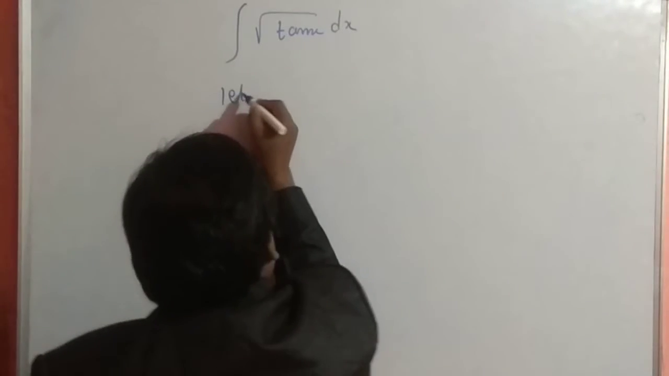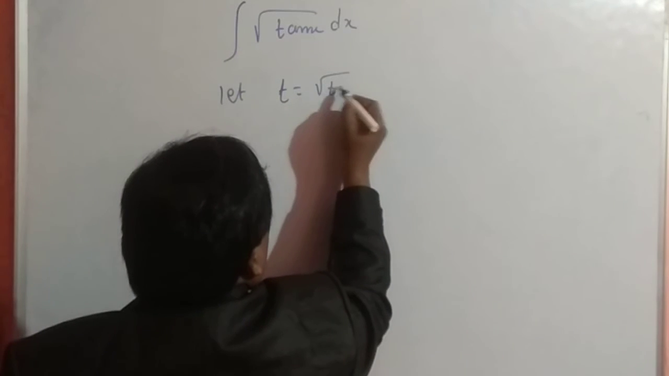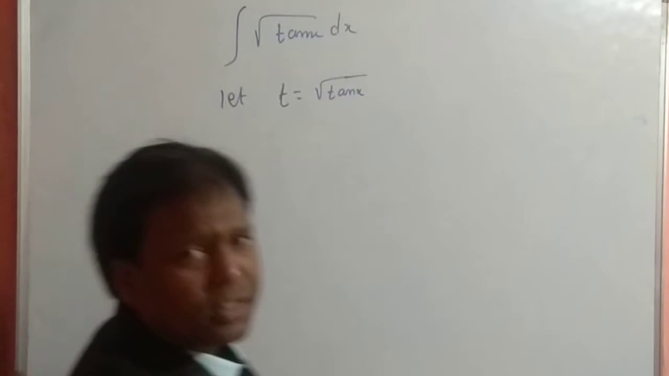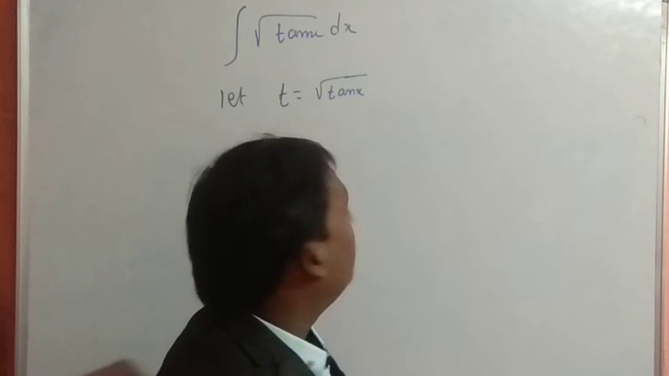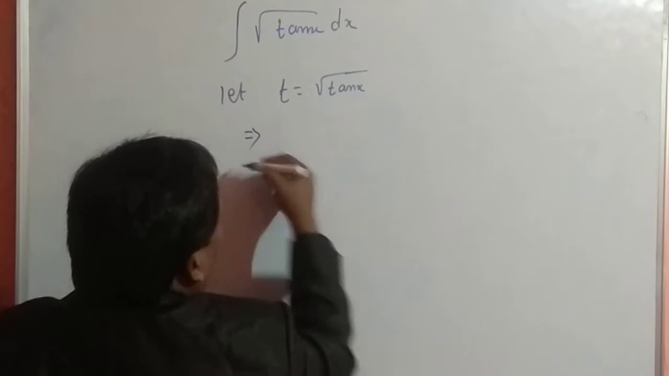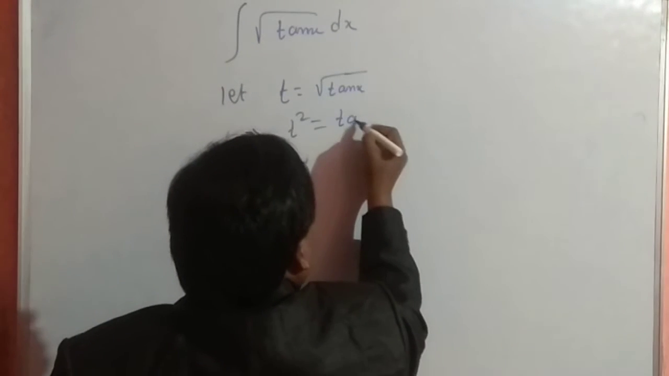Let t is equal to square root of tan x. This is a square root function, so we try to remove the square root. It is necessary to square both sides. t square equal to tan x.